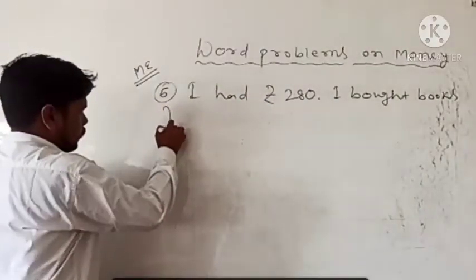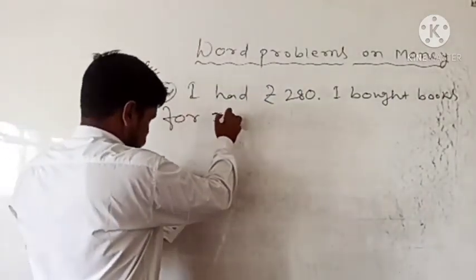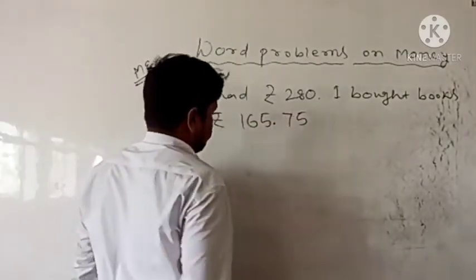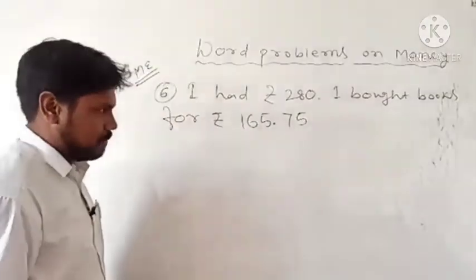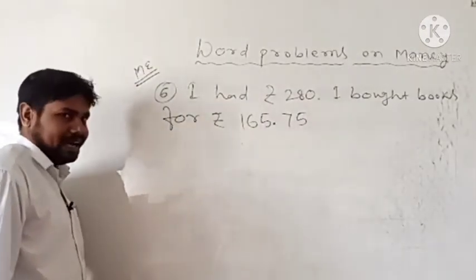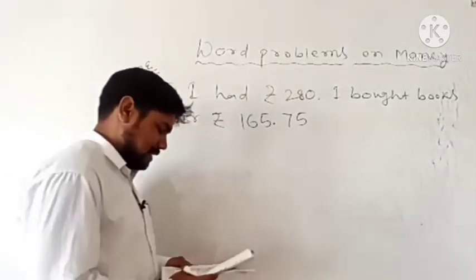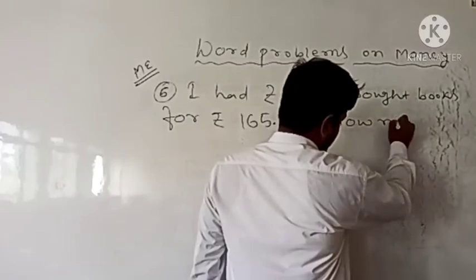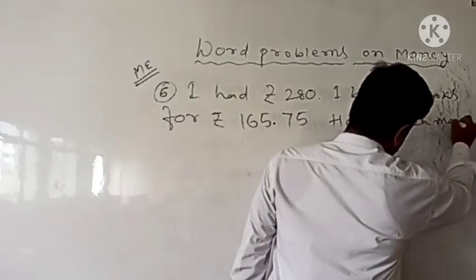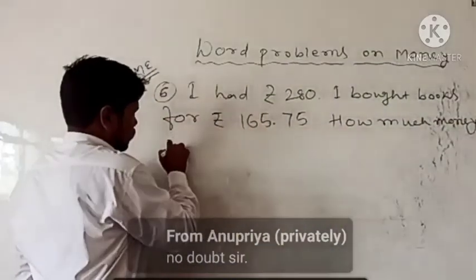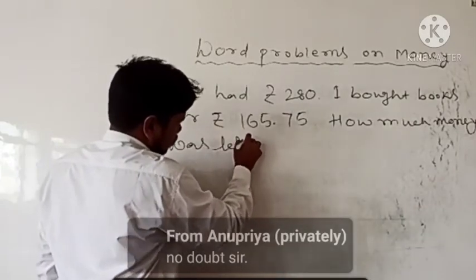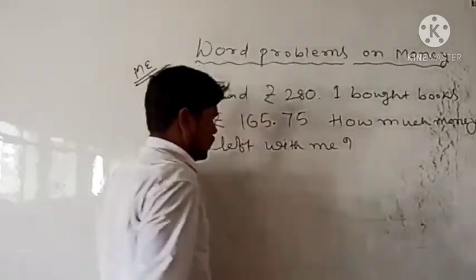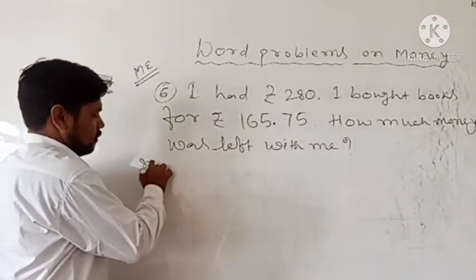For 165.75 rupees. 165.75 means 165 rupees and 75 पैसे का मैंने बुक्स खरीद लिया out of 280. So now it is asking how much money was left with me. So quickly check it out how much money will be left and tell me.